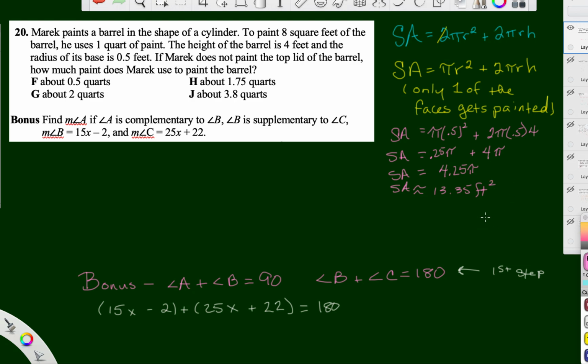And so if I go ahead and divide that by 8, that's going to tell me how many quarts I need. So if I divide this number here by 8, what I get is quarts needed is about 1 7/10. Well, I'm going to look up here and say, is this close to 1 7/10? No. Is this close to 1 7/10? Yes. Let's see if there's one that's closer to that idea, and that would be H. Okay.